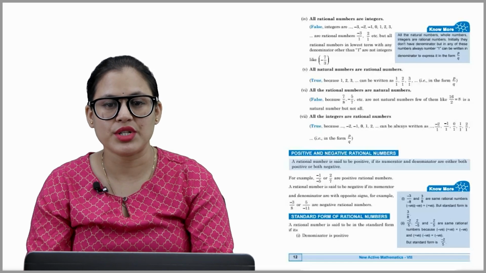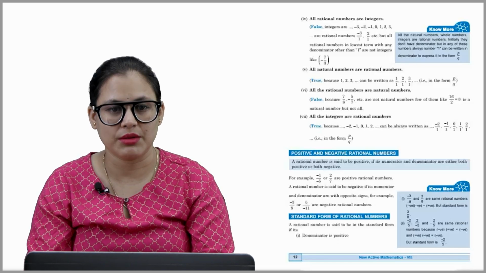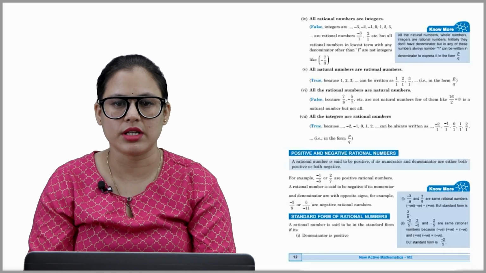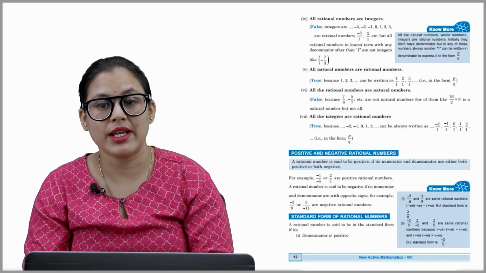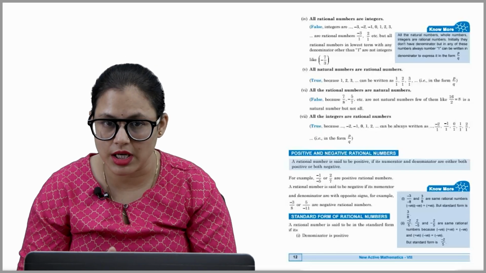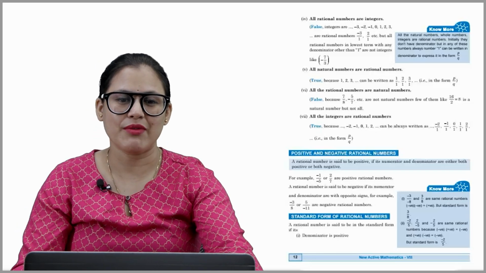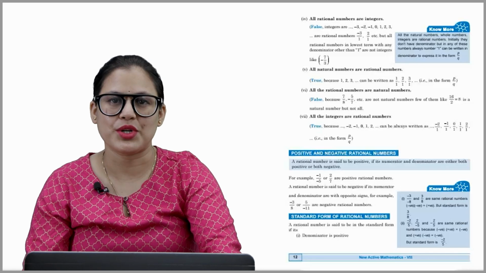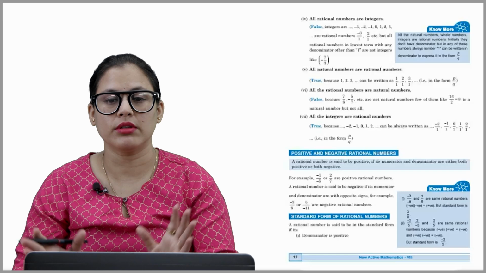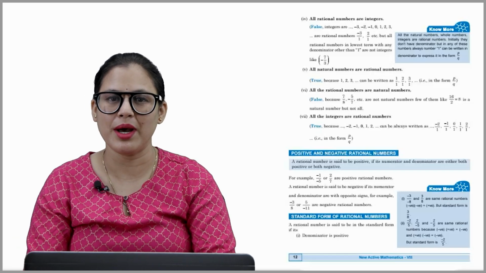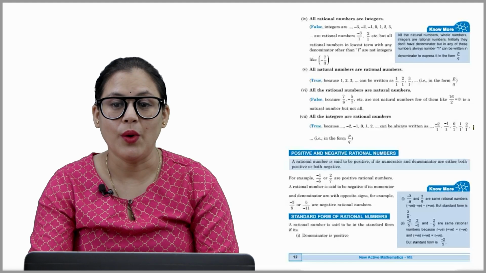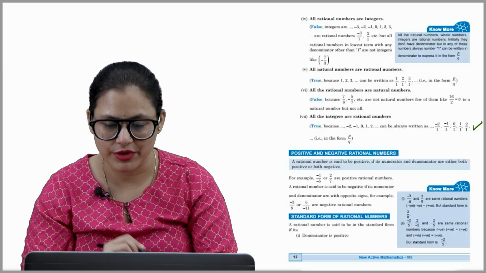Number 6, all the rational numbers are natural numbers. False, because 7 by 8, 5 by 7, etc. are not natural numbers. Few of them like 16 by 2 is equal to 8 is a natural number, but not all. So this statement is false. Number 7, all the integers are rational numbers. True, because minus 2, minus 1, 0, 1, 2 can always be written as minus 2 by 1, minus 1 by 1, 0 by 1, 1 by 1 or 2 by 1. That is in the form of p by q.